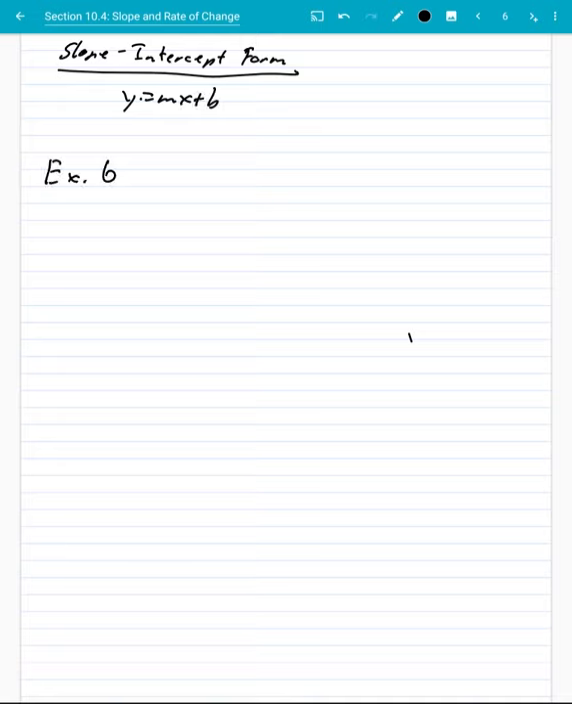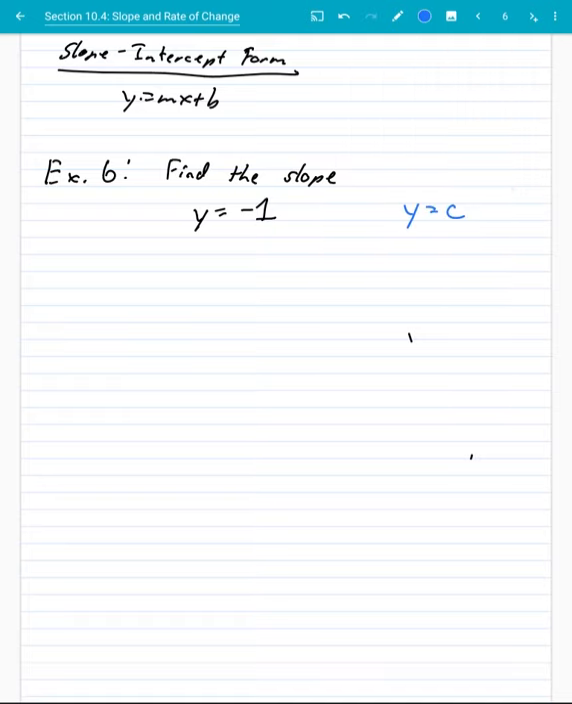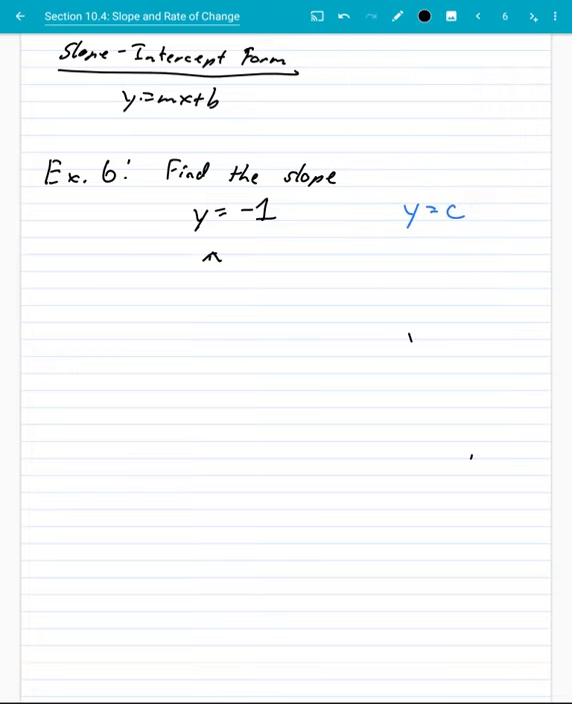Example 6 just wants us to find the slope. Didn't ask for y-intercept, just says find the slope, and the equation is y equals negative 1. Remember from our earlier lesson, if we had something that said like y equals c, like some kind of number, that makes a special type of line. It'll make a horizontal line. So if we draw it out, I want you to visually look at this and see how it looks. That's going to put like 1, 2, 3, 1, 2, 3. Doesn't need to be perfect.